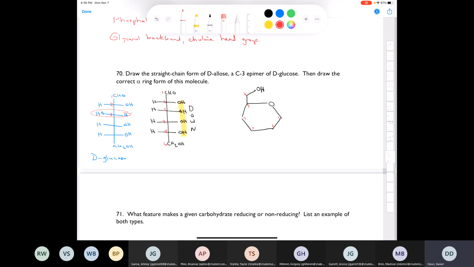At carbon 1, it says draw the alpha form. So that means our hydroxyl is going to be pointing down here. And at carbon 2, the hydroxyl is pointing down. At carbon 3, it's pointing down. At carbon 4, it's also pointing down. And sorry, at carbon 5, it's neither here nor there. So we can eliminate these ones that are down. At carbon 5, there we go. And so this would be alpha. This would be alpha-D-allose.